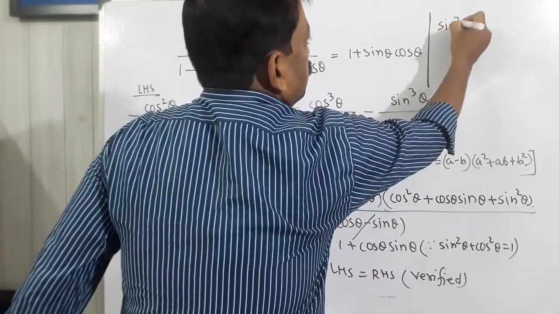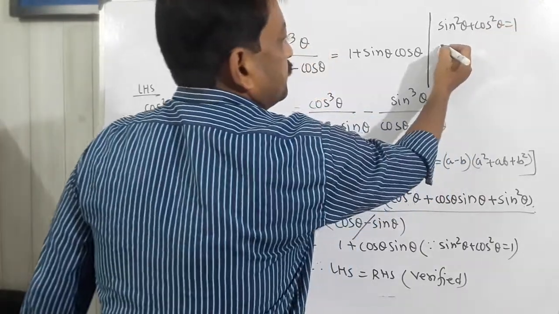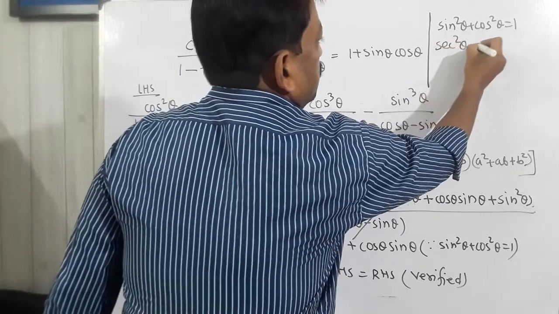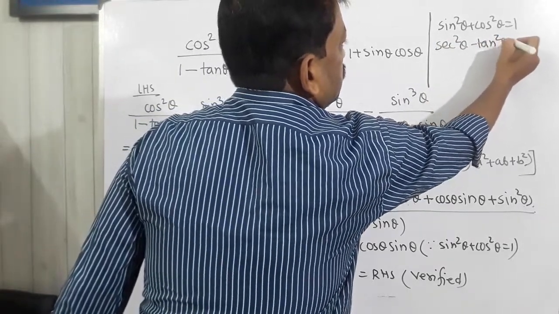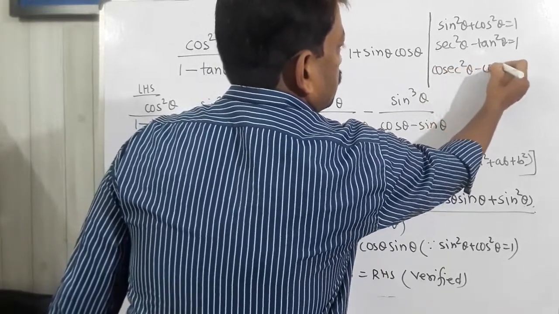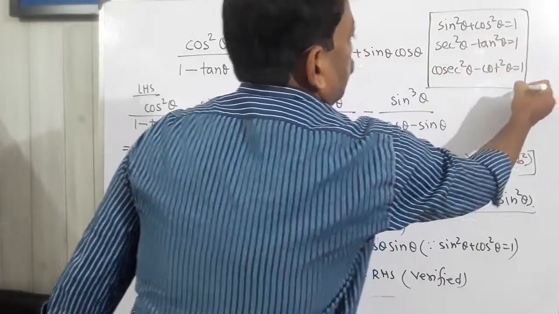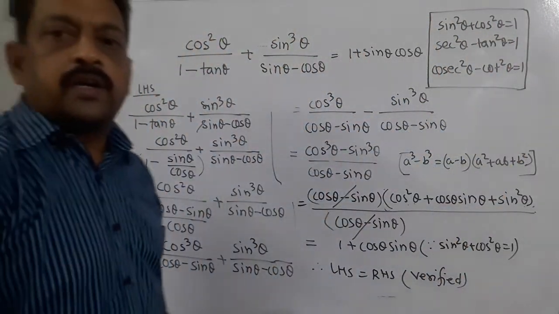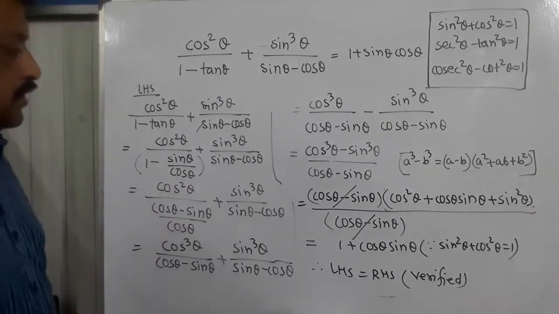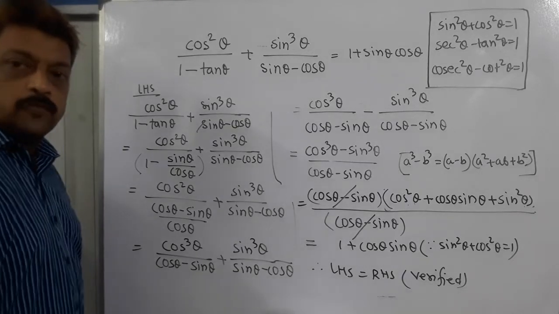So it is better to write down all those identities which are involved in this topic. Sec square theta minus tan square theta is 1, and cosec square theta minus cot square theta is equals to 1. These three identities are required in this exercise. So it is finished. Just go through it. Hope you have understood.